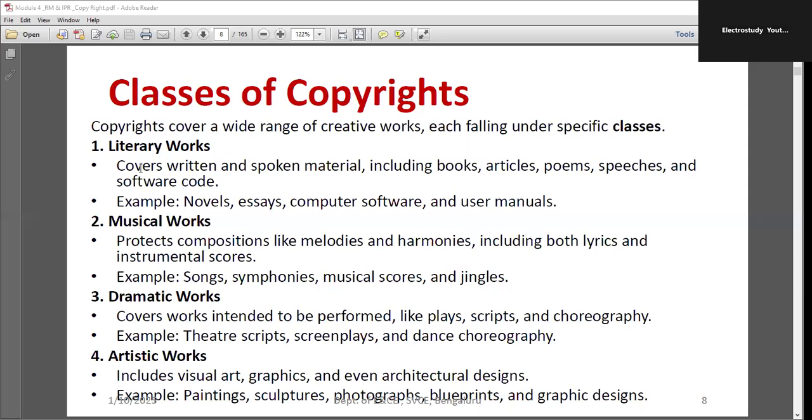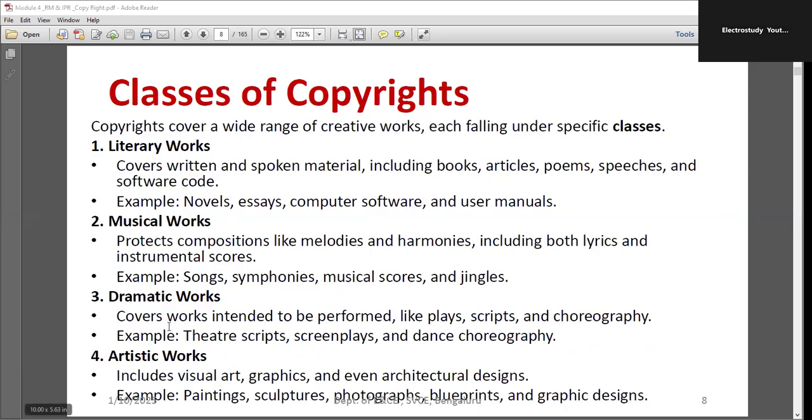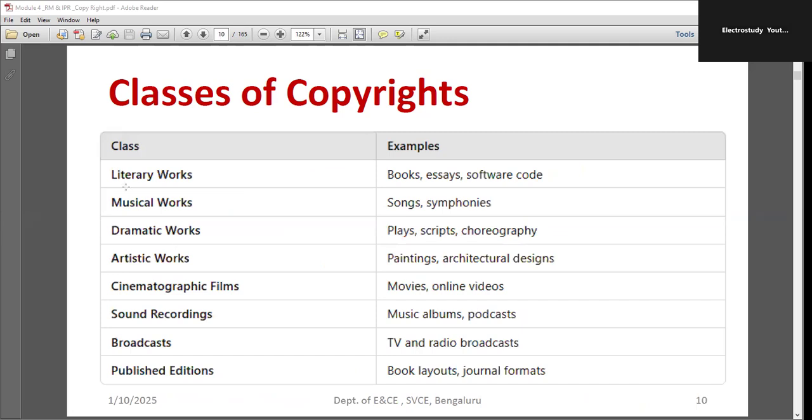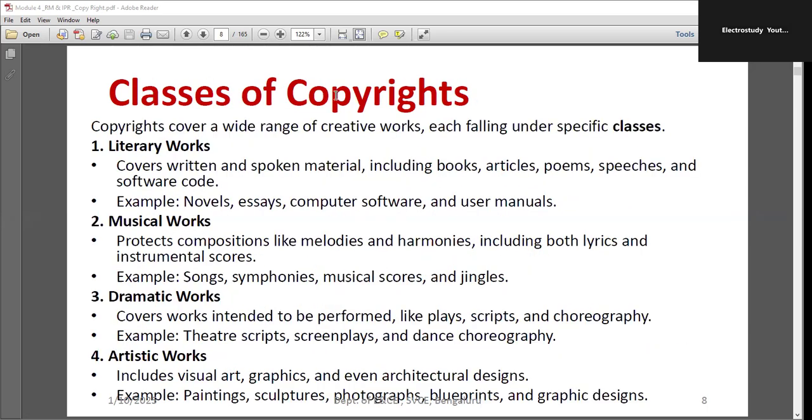There are different classes: literary works, musical works, dramatic works, artistic work, cinematographic films, sound recordings, broadcast, and published editions. Those things you have to explain in brief. So these are the different classes of copyright. Let me move on to question number 7B.